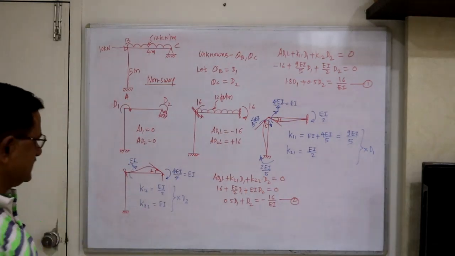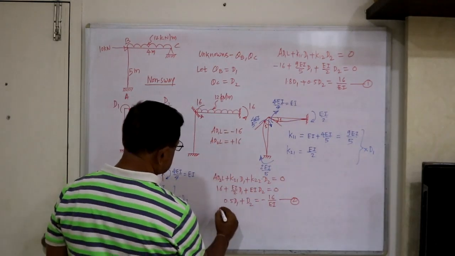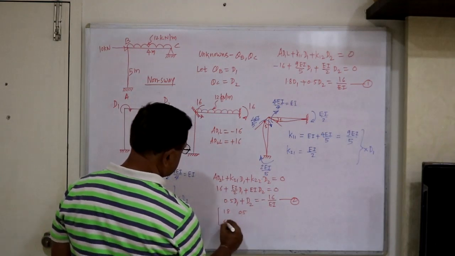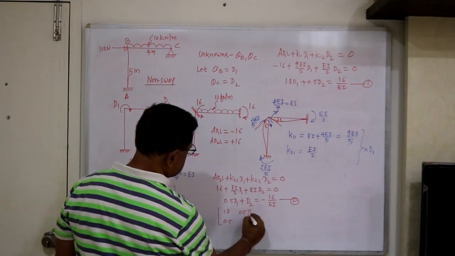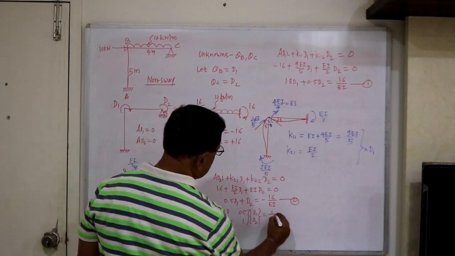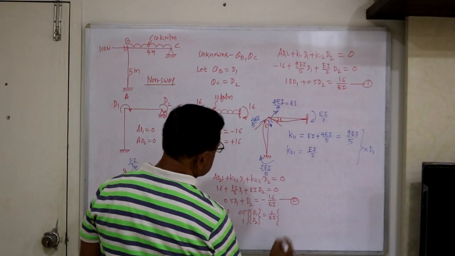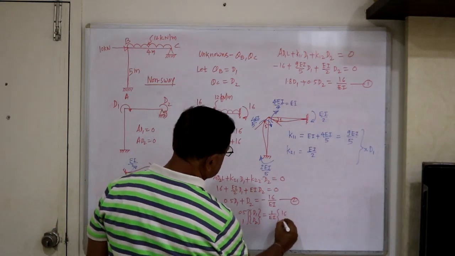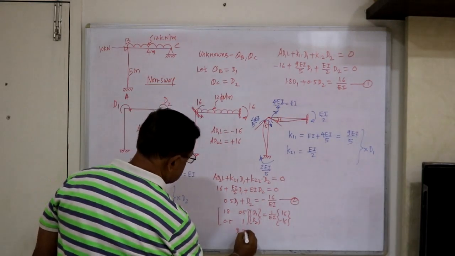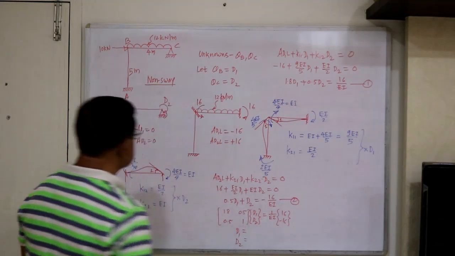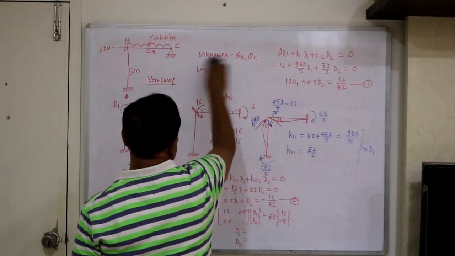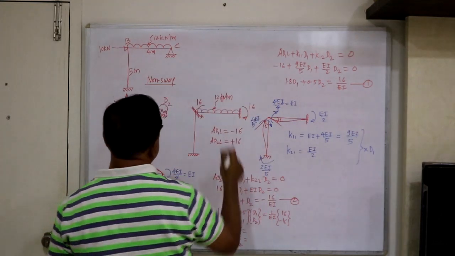So let's solve these two equations. I think this is very simple. So you will get matrix 1.8, 0.5, 0.5, 1, then D1, D2 equal to 1 upon EI and vector 16, minus 16. So solve this and find out D1, D2. So after getting D1 and D2, what are the end moments? Our interest is to calculate end moment.